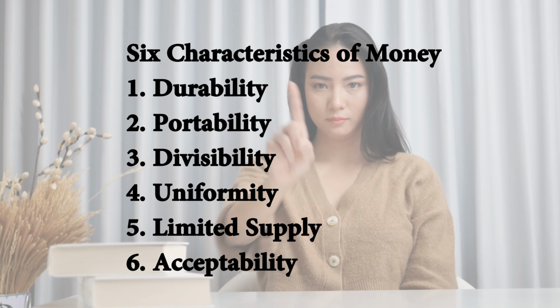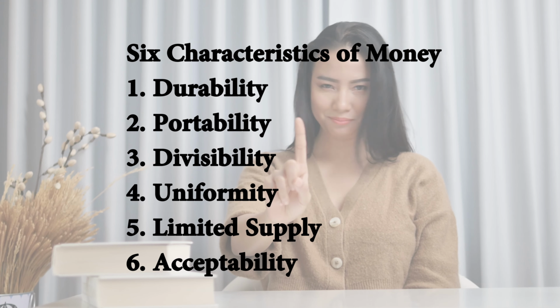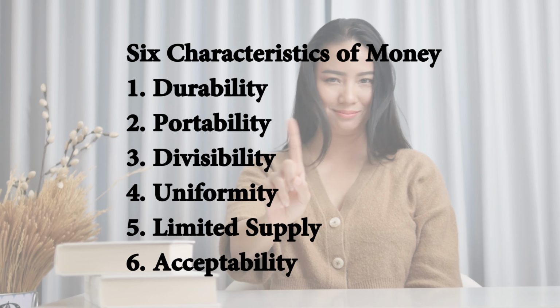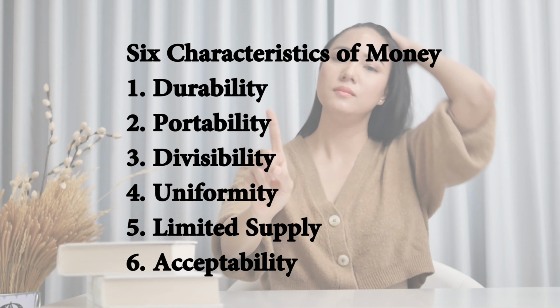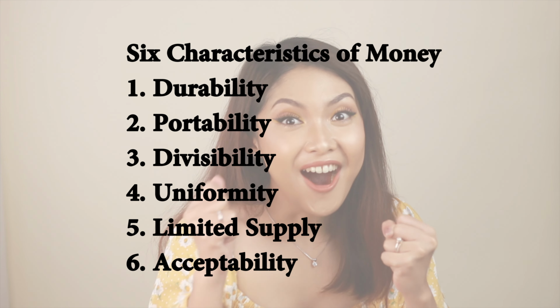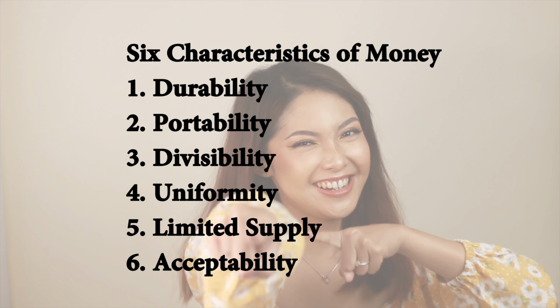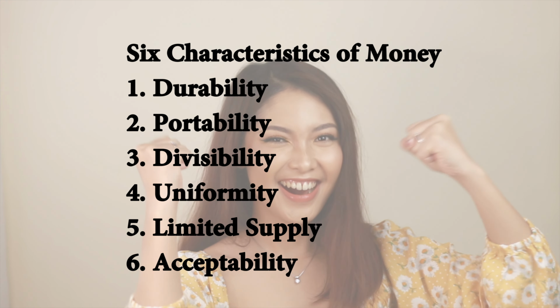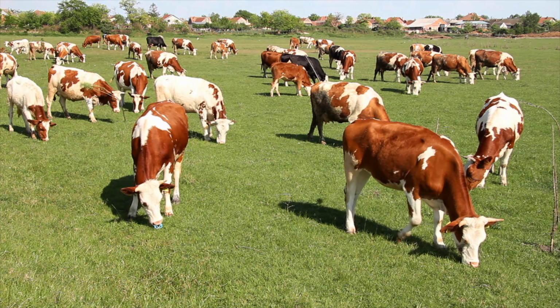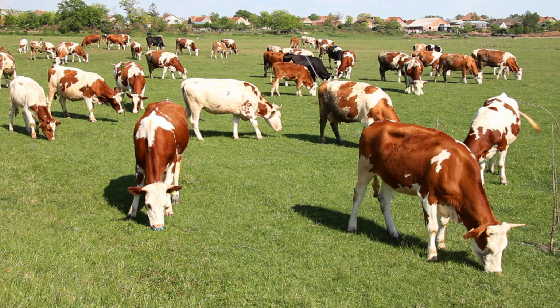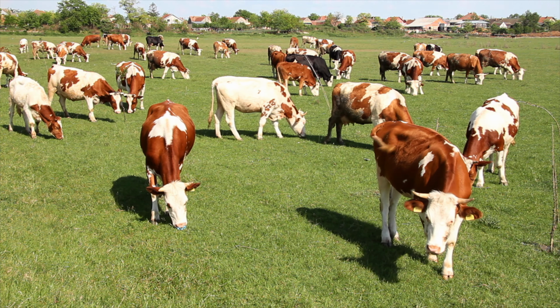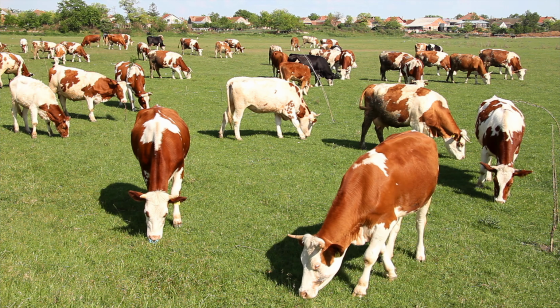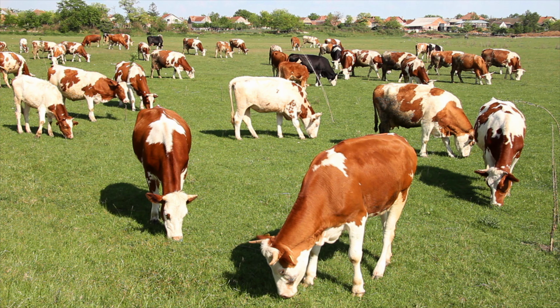Acceptability. Even though cows have intrinsic value, some people may not accept cattle as money. In contrast, people are more than willing to accept $20 bills. In fact, the US government protects your right to use US currency to pay your bills. Well, it seems utterly clear at this point, based on the characteristics of money, US $20 bills are a much better form of money than cattle.